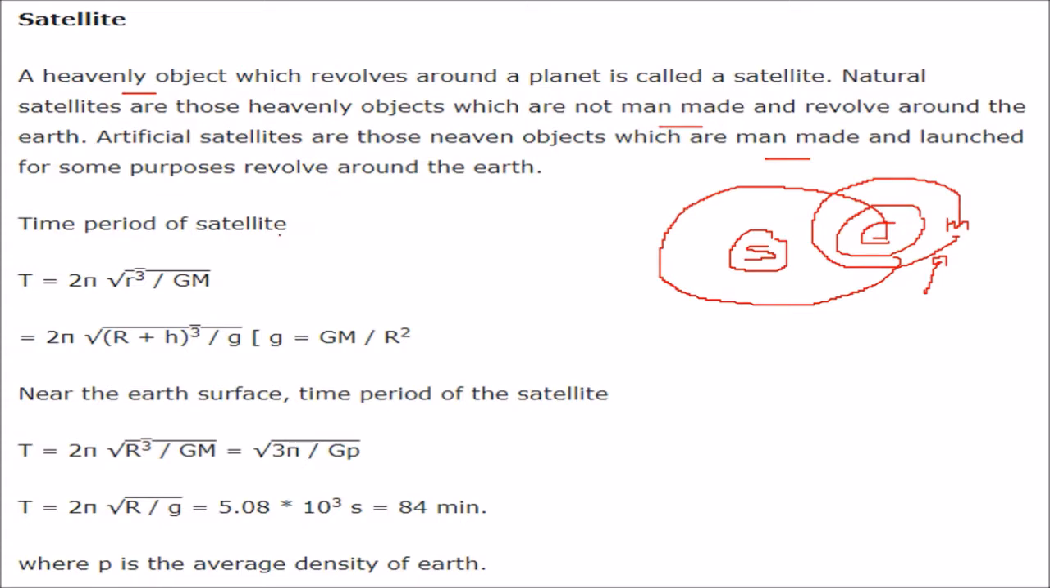The time period of a satellite is given by this expression, 2π under root r cube by GM. Also, if you take g equal to GM by r square, this is 2π under root (r plus h) whole cube by g. When we talk about near the Earth's surface, the time period of the satellite will be 2π under root capital R cube by GM. This is given by this expression also, and you can easily find out. R is known, gravity is known, so it will be 84 minutes. This ρ here is the average density of the Earth.